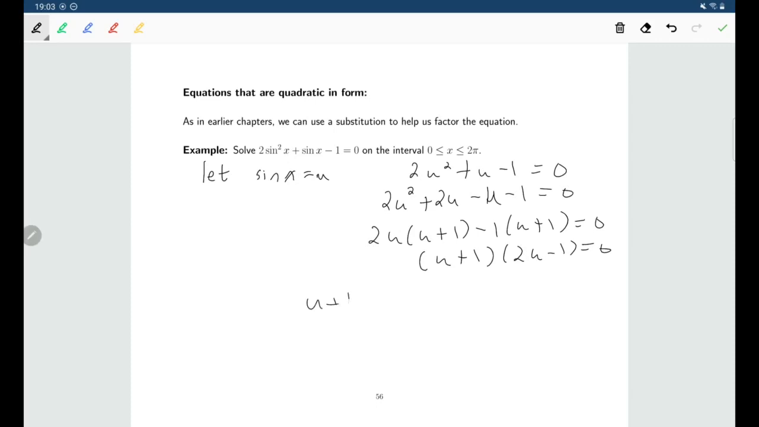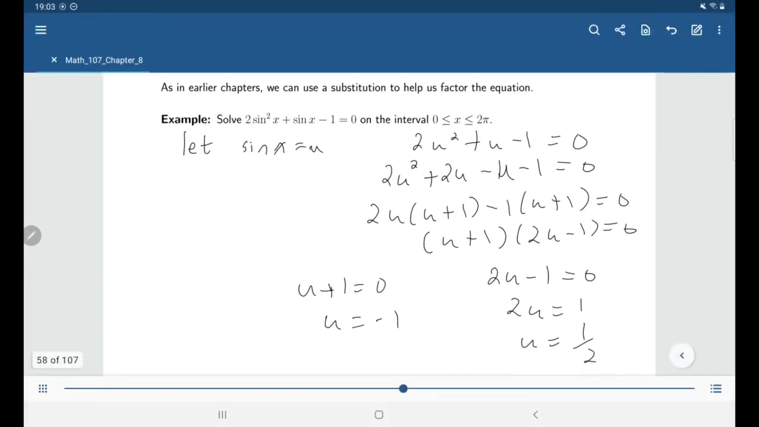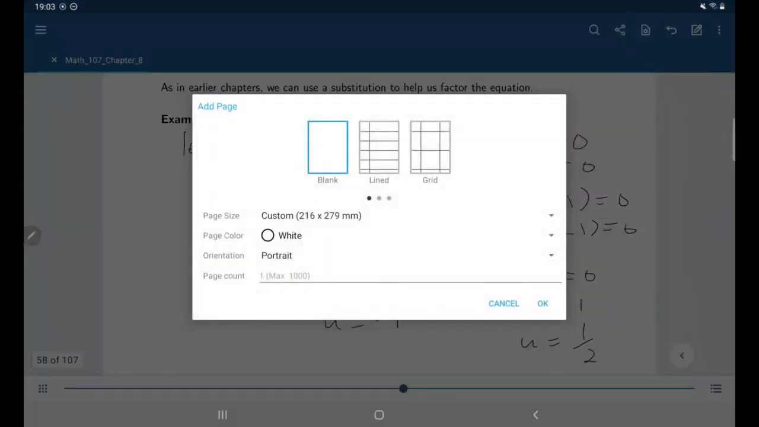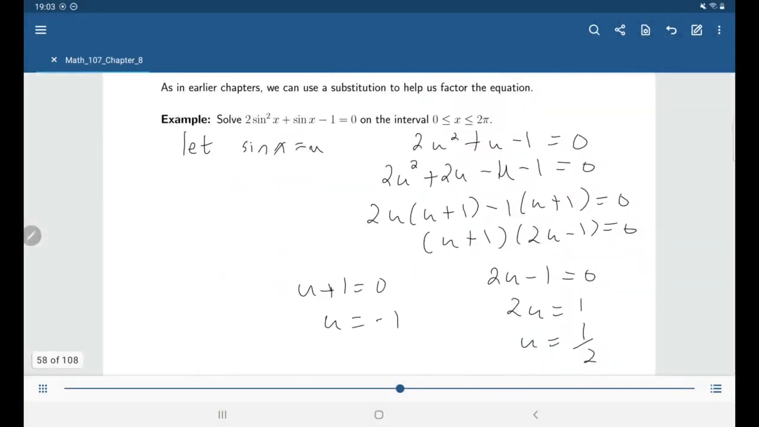So u plus 1 is 0, and 2u minus 1 is equal to 0. So you have two values for u: u is negative 1, or u is 1/2. Now, the one thing that we can't forget here is, remember that if you're doing a substitution, you are going to have to go backwards and find out what is the value for the original variable.